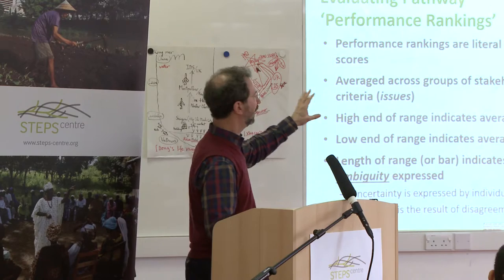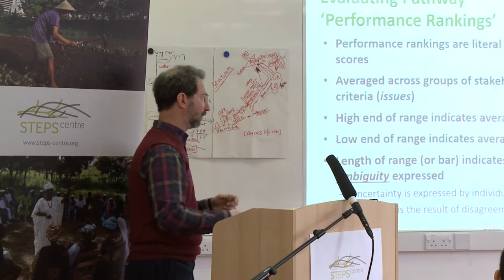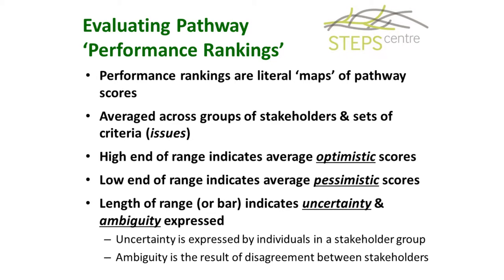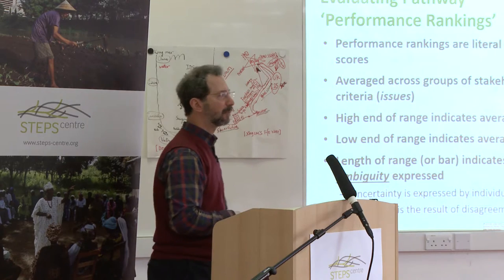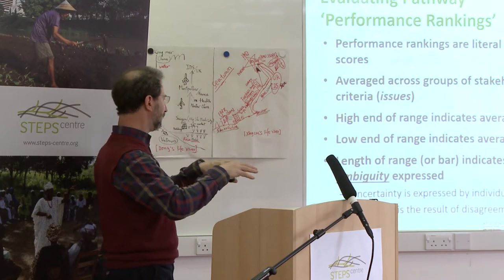So these are literal maps of the pathway scores, and then they're averaged across the different groups of stakeholders and the sets of criteria. These are, we call in MCM, the so-called issues. And then at the far end, you saw the bars there. You have a range of optimistic scores, the best case scenario, if you will, and then at the lower end, the pessimistic scores. And the length of the bar, that length of the range, indicates the level of uncertainty and ambiguity associated with that assessment, when the application of that criterion, set of criteria, against the pathways. The uncertainty is expressed by individuals, in the stakeholder groups, and the ambiguity is the result of some disagreement between the groups.